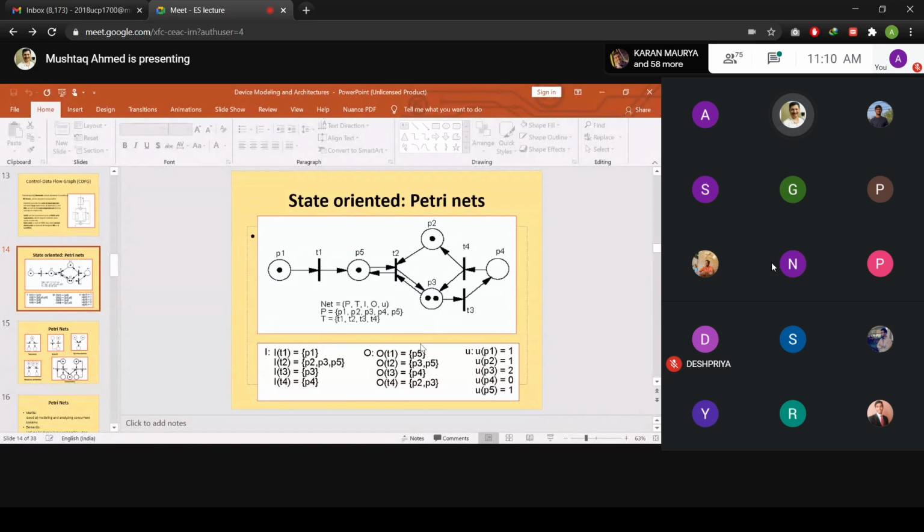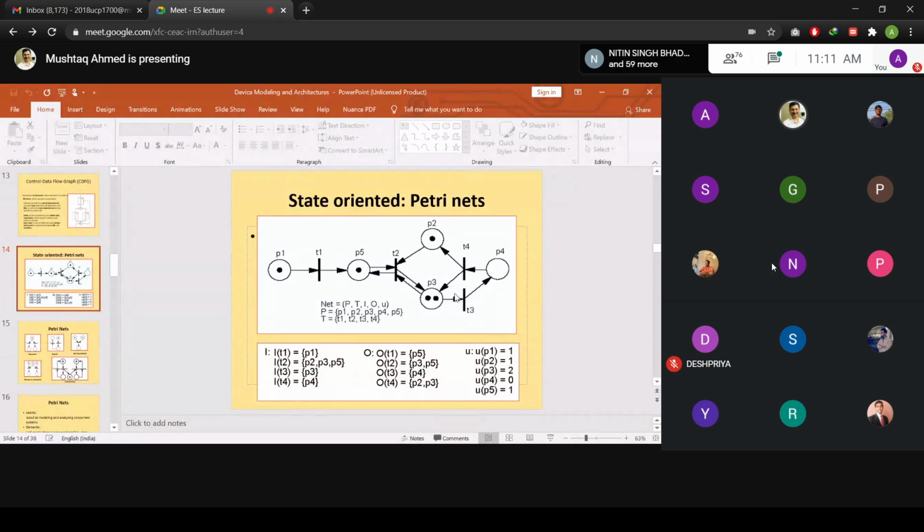Okay, and P4 has an input from P4, but currently P4 is not having any token. So even if T4 gets triggered, or this enabling is done, in that case the transition from P4 to P2 will not take place, because P4 has 0 tokens. Okay, so the output for T1 is P5.